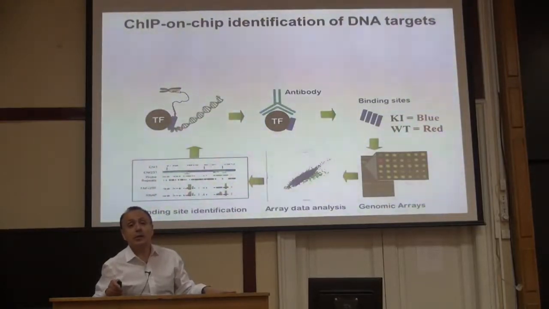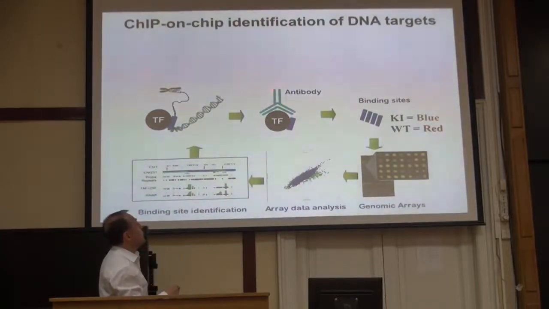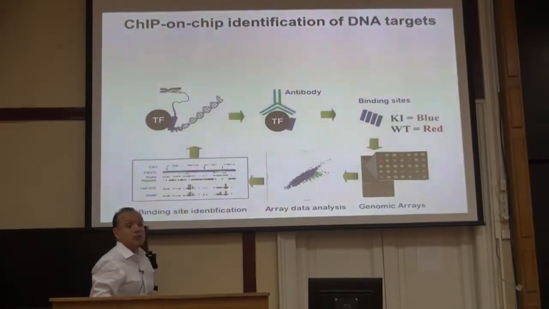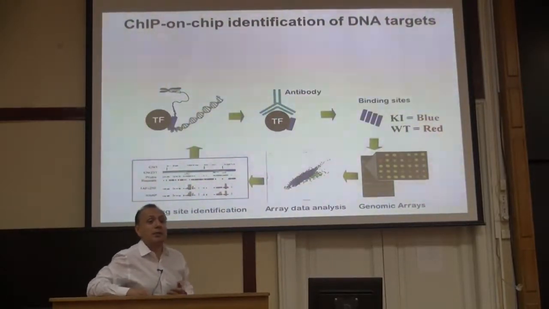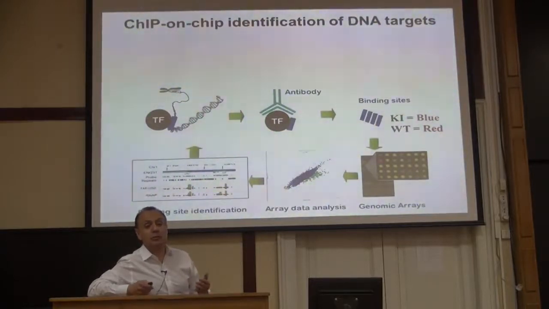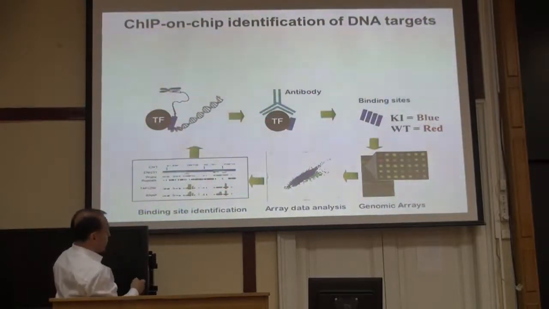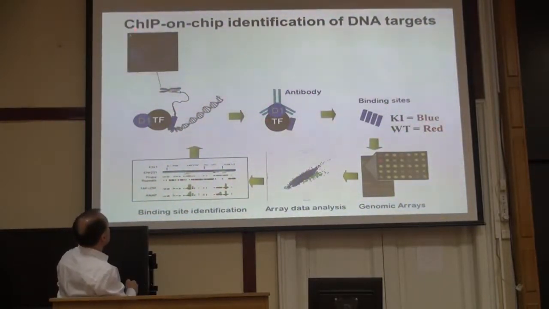Now in our case, and of course you need to have some control. Because if you immunoprecipitate your transcription factor, of course you have the specific sequencing, but you have junk. And usually as a control you use some non-specific immunoglobulin. In our case, it was a little bit more complicated. We didn't want to do it from in vitro cultured cells. We wanted to do it right here from the retina.